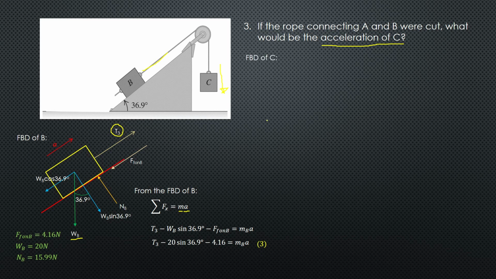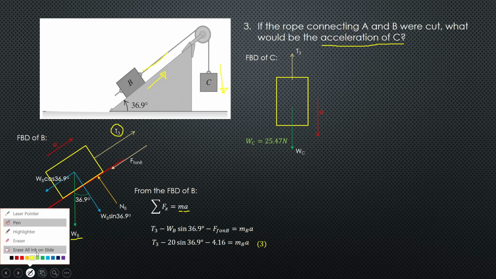So this serves as equation 3. Now considering the FBD of block C, same as before, but then there is motion. If the motion is assumed for block B following this direction, then the motion of block C is going down.